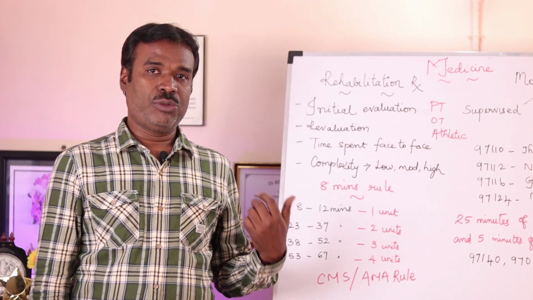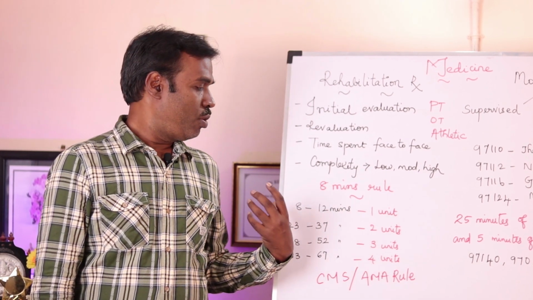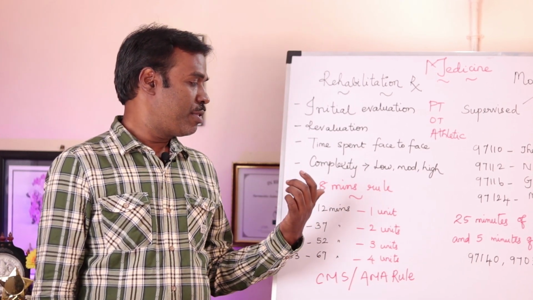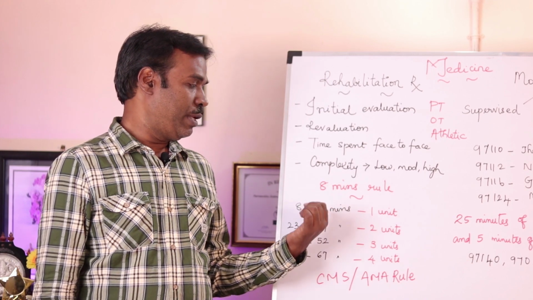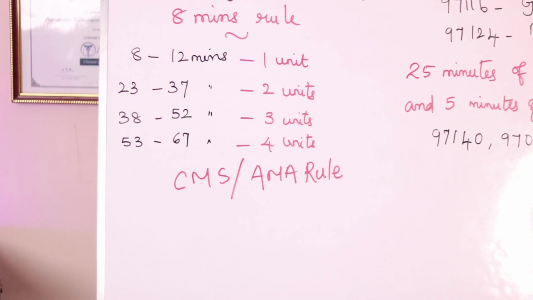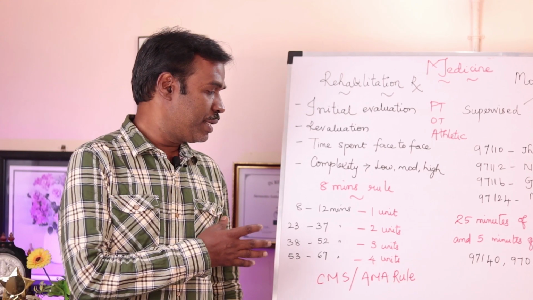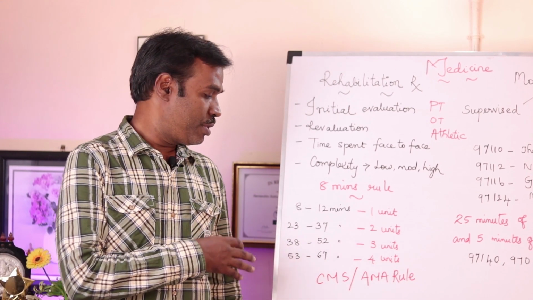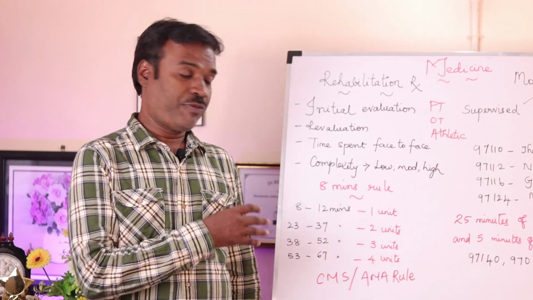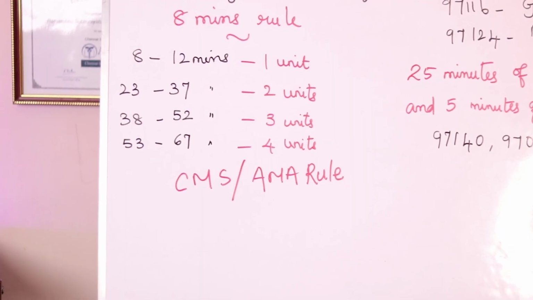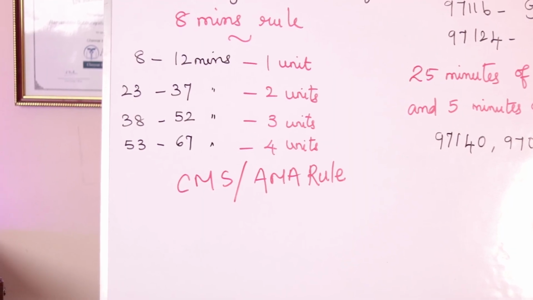The 8-minute rule talks about this. When the physician spends therapeutic activity time with a patient for 8 to 12 minutes, that can be reported as 1 unit, and up to 37 minutes it's 2 units, up to 52 minutes it's 3 units, up to 67 minutes it's 4 units.